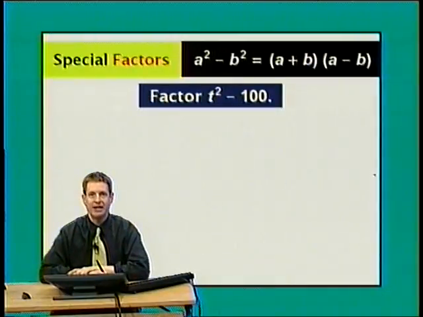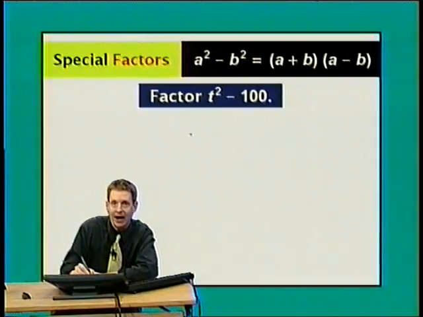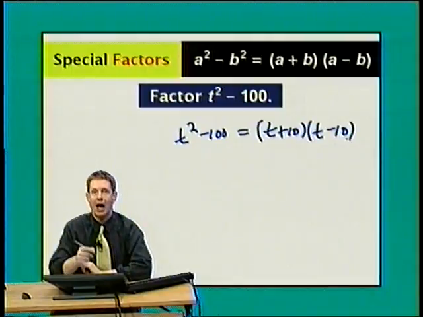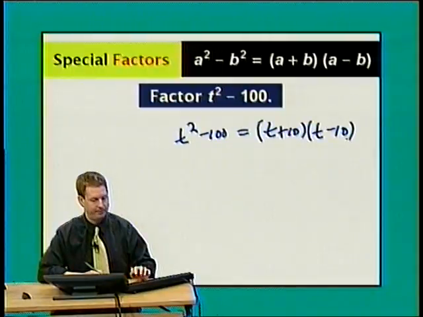Let's factor t squared minus 100. What integer do you square that gives you 100? 10. So it must be the case that t squared minus 100 equals t plus 10 times t minus 10. I'll let you verify that one.